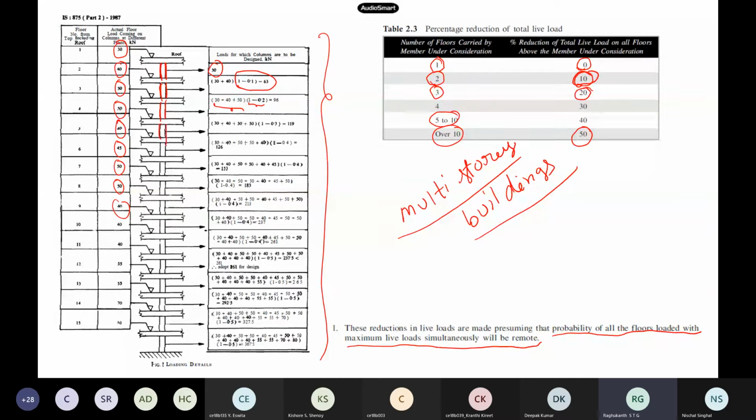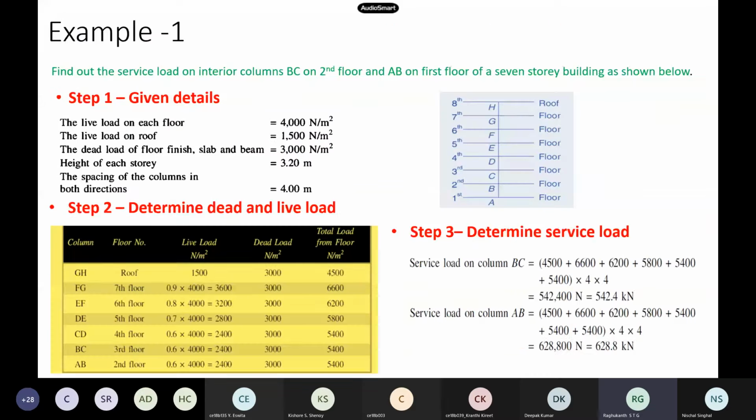Then what comes next is 30% reduction, 40% reduction, and 40% reduction. I think the maximum is 40, but if it is more than 10 floors, it may be 50. Like for this column, 50% reduction comes here. So this is how the code clearly specifies you can reduce the imposed load, assuming that all the floors will not be loaded at the same time, because the probability is very, very less actually. This is how you calculate our imposed loads.